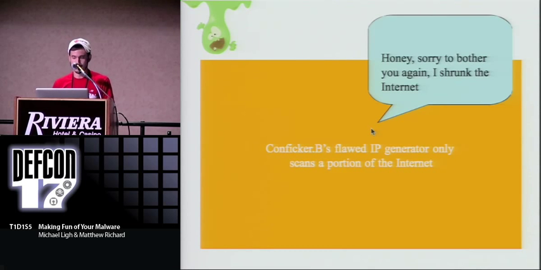So the next one is called Honey. Sorry to bother you again. I shrunk the internet. And this is a story about configure.b's flawed IP generation algorithm.